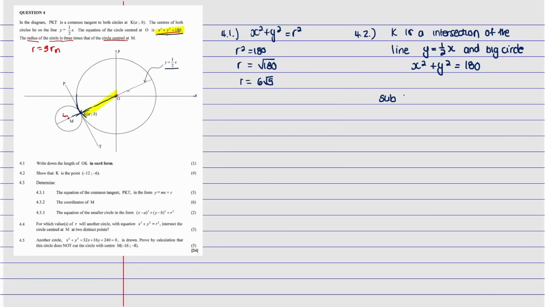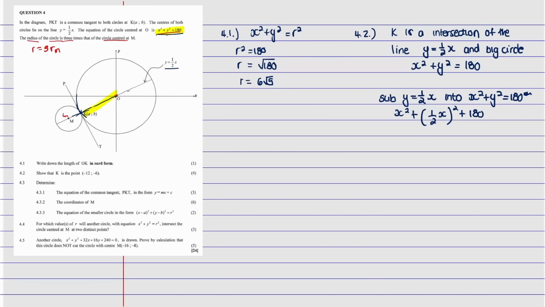Here I'm going to substitute y, which equals 1 over 2x, into the big circle, x squared plus y squared equals 180. Wherever I see y, I'm going to substitute this. So it's going to be x squared plus, open bracket, 1 over 2x, all squared, equals 180.